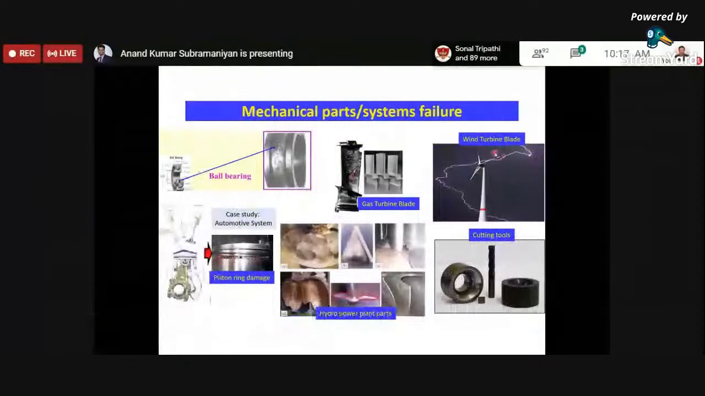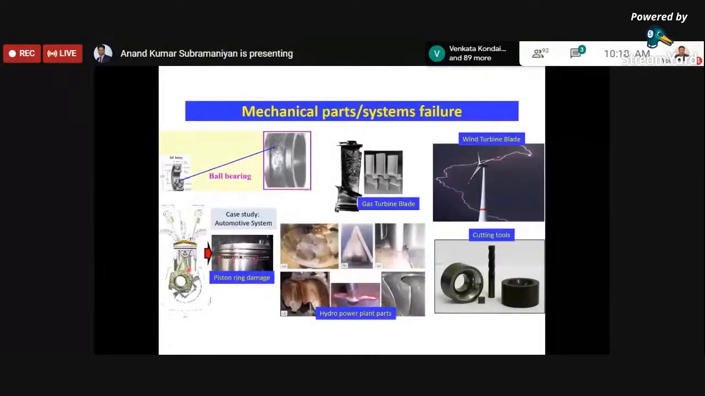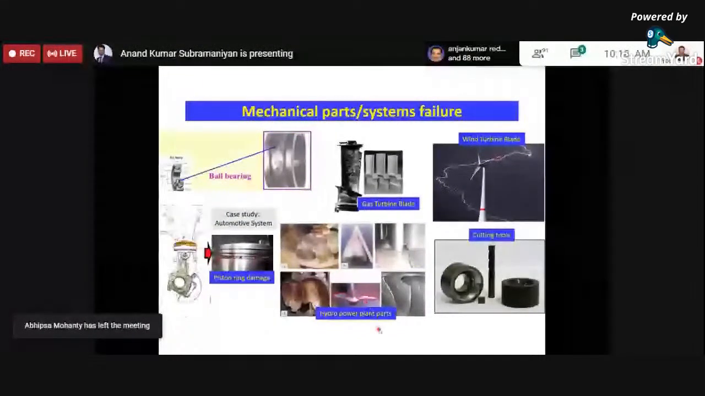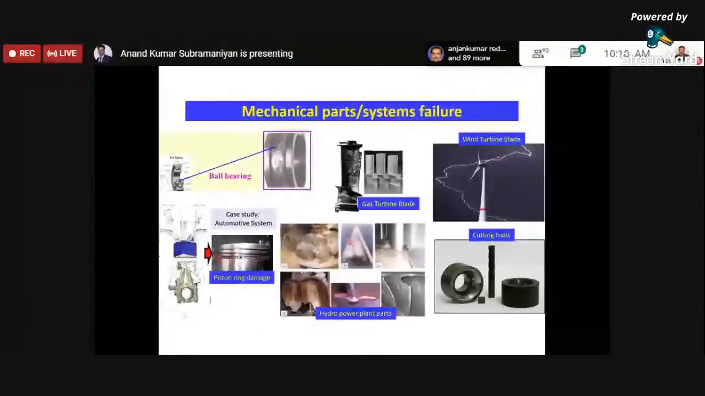Even in the case of wind turbine blades, because of lightning and other aspects, the material undergoes loss. In the case of an automobile engine, because of the reciprocating motion of your piston along the cylinder walls, you can expect the piston ring to get worn out, which again starts from the surface. And even in hydropower plants, we see that different types of components are eroded, which again starts from the surface.